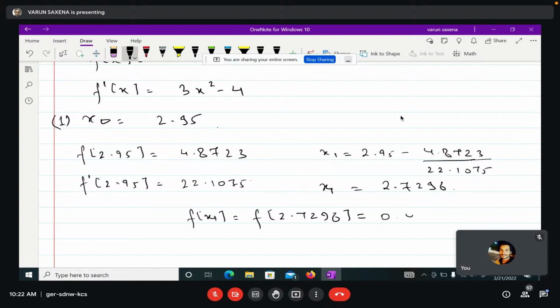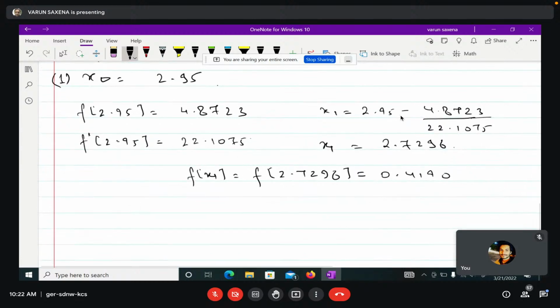0.4190. Yeah, so it is not very small. It's comparable to 1. So we need to go further. Now the second iteration starts. Now your assumption becomes 2.7296. So you would have to calculate f at 2.7296, whose value is 0.4190 as suggested.